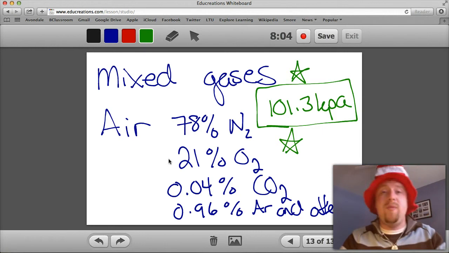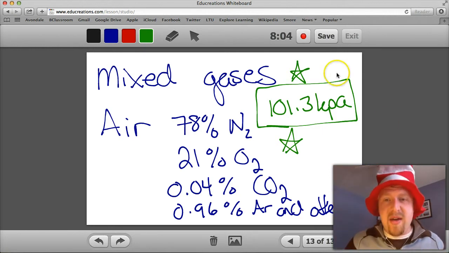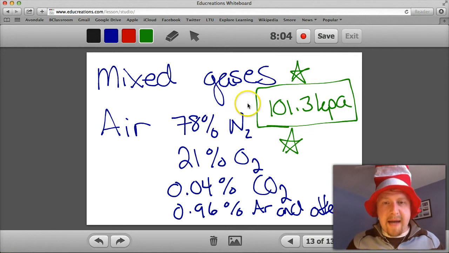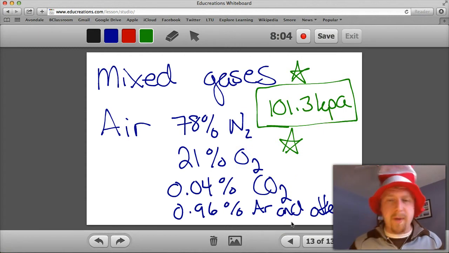But nonetheless, I digress. What we're focused in on here is that this is the total pressure. So nitrogen contributes to that pressure, oxygen contributes to that pressure, CO2 contributes to that pressure, and argon and a little bit of the others contribute to that pressure.